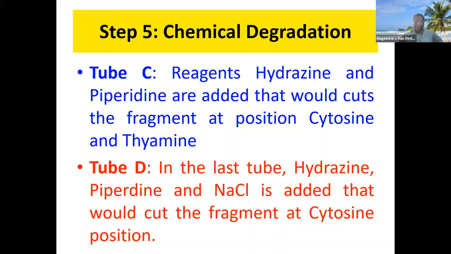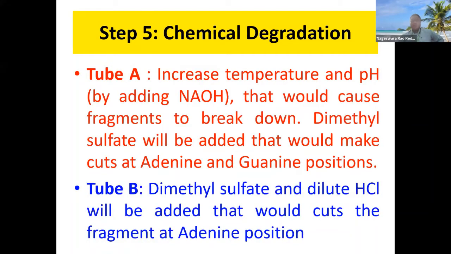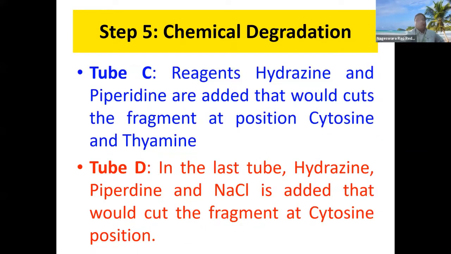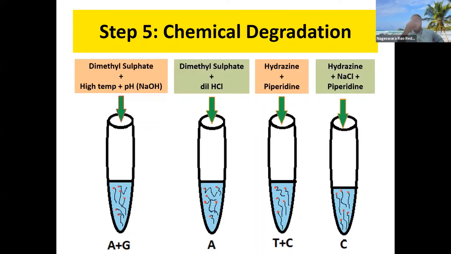So we have 4 different tubes and 4 different chemical reactions, and these will give 4 different chemical degradations. You can see here in tube A, it is adenine and guanosine cuts. Tube B, it is adenine. Tube C, it is cytosine and thymine, and tube D, it is cytosine. So tube A is A plus G, tube B is A only, tube C is T plus C, tube D is only C.